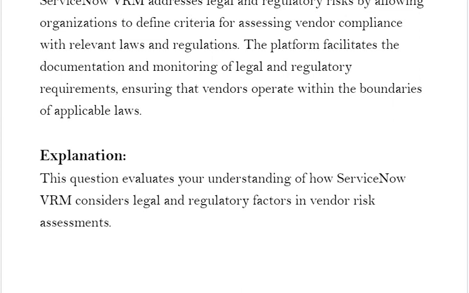Explanation: this question evaluates your understanding of how ServiceNow VRM considers legal and regulatory factors in vendor risk assessments.